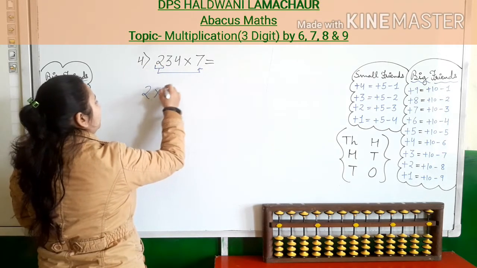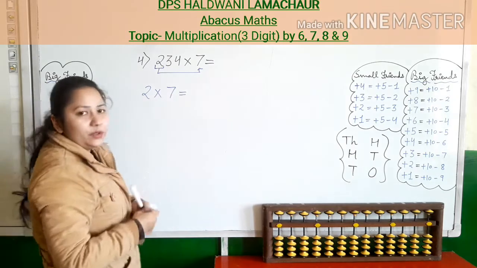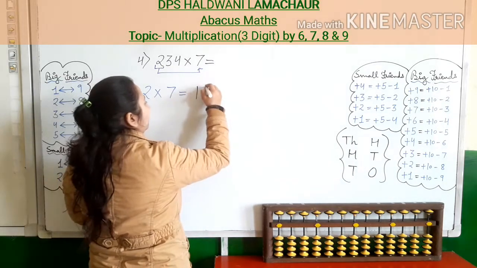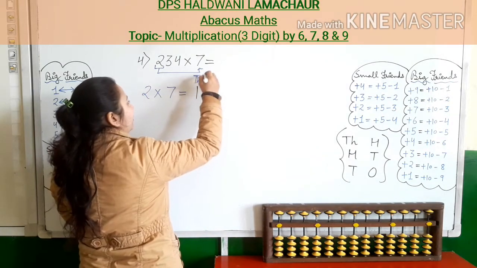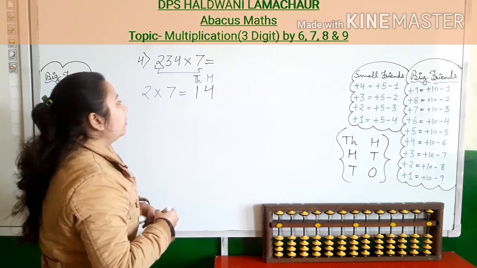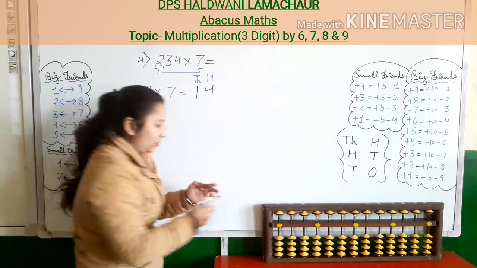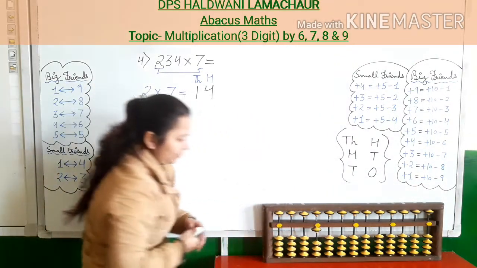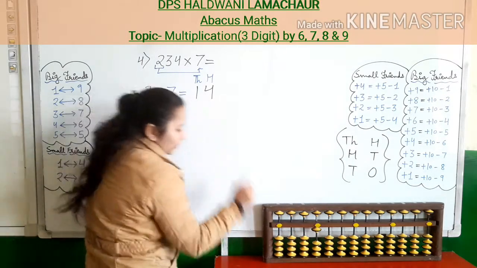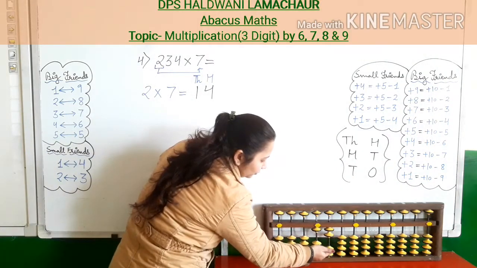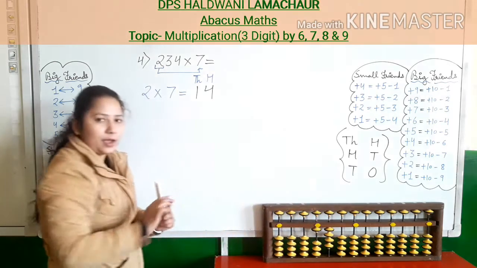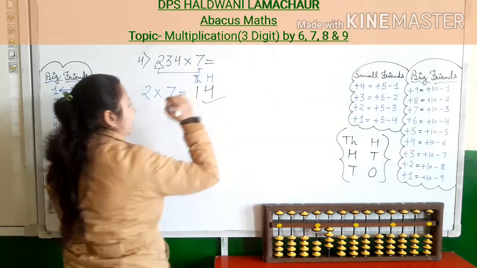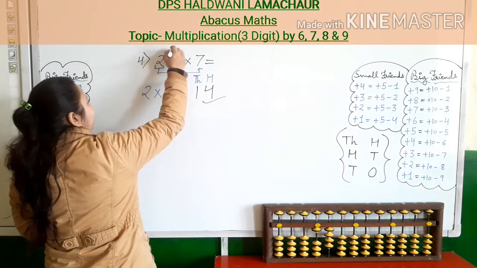Now 2 into 7. 7 2s are 14. According to the pattern, this 1 will go in the thousands rod and this 4 will go in the hundreds rod. Now first of all add 1 in the thousands rod. See, 1 added. Now 4 in the hundreds rod: 1, 2, 3, 4. And this is done.